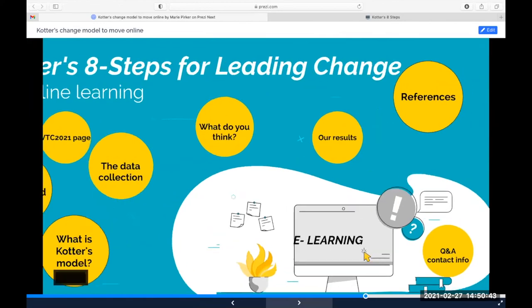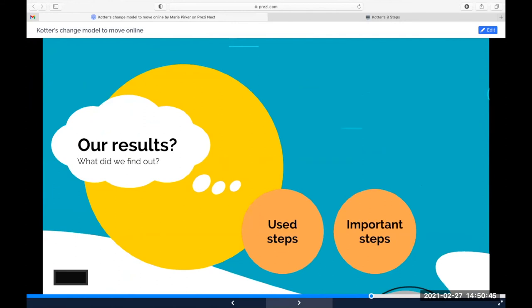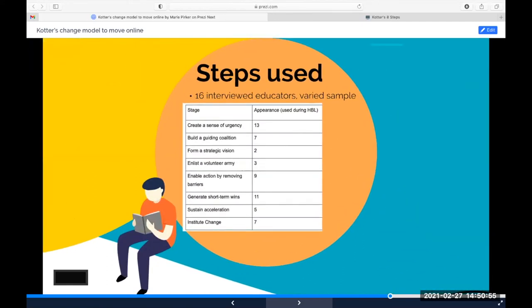So when you look at our results, we also split them into two sections. We split them in the steps that teachers use, so administrators use, educators use, and we split them into important steps as well. So the same what you did right now. So when you looked at the 16 educators that were interviewed, you can see that the creating a sense of urgency, 13 of them said that it was actually very, very much used. And most of them were saying that it's because of the situation actually.